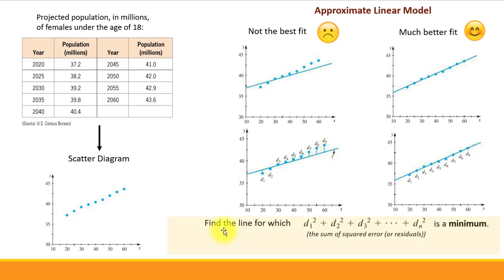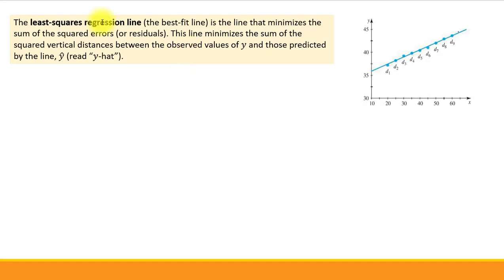And the idea here is that we want to find the line for which the sum of squared residuals is a minimum, and that line will be used as a linear model. It's called the least squares regression line. Let's look at the formal definition of this line. Here it is. The least squares regression line, or simply the best fit line, is the line that minimizes the sum of the squared errors, or residuals. This line minimizes the sum of the squared vertical distances between the observed values of y, which is the response variable, and those predicted by the line, y hat.